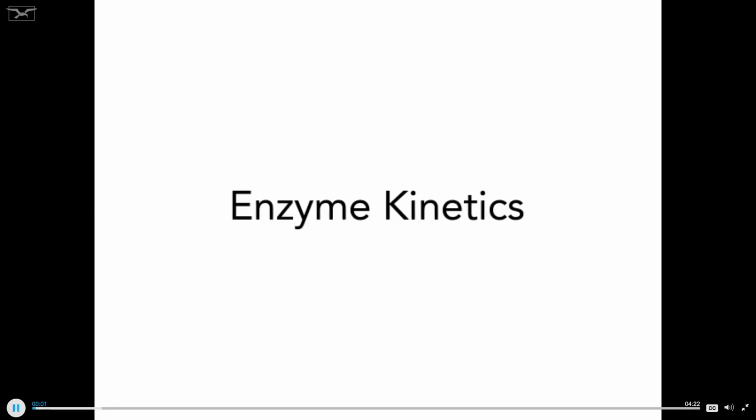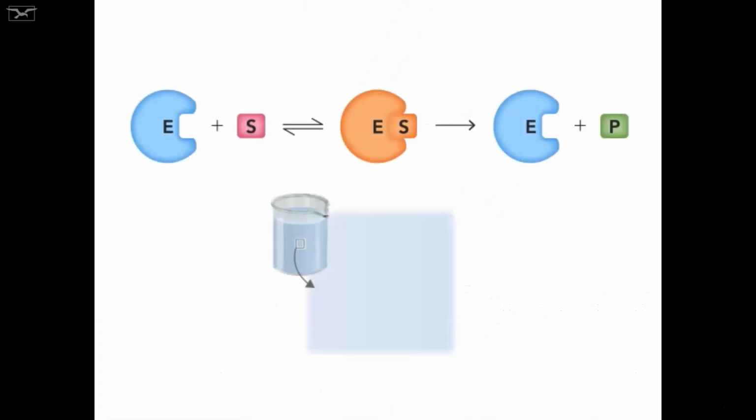Enzyme kinetics. Measuring the Michaelis-Menten kinetic parameters of an enzyme is how scientists characterize and compare enzyme-catalyzed reactions. The overall enzyme reaction can be represented by the following formula, with the enzyme E and substrate S reversibly associating, reacting, and rapidly dissociating into the enzyme and product P.